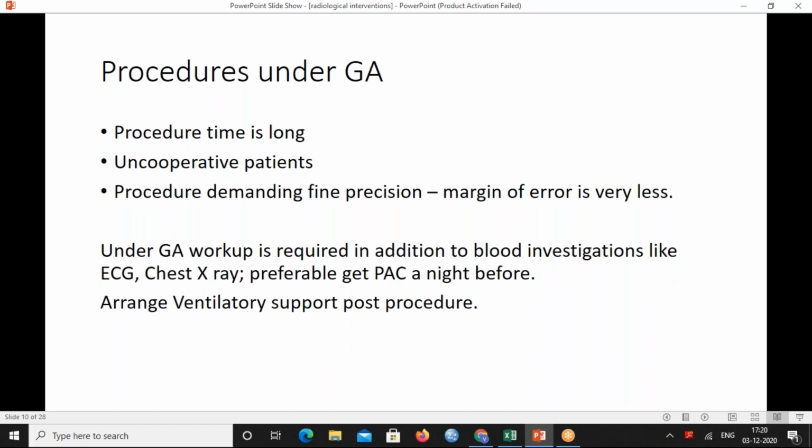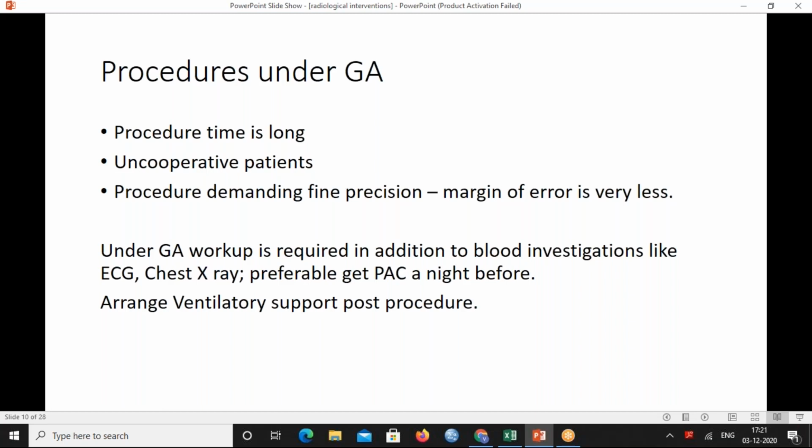IR procedures most of the time are done under local anesthesia, but not every procedure can be done under local anesthesia. There are certain indications for general anesthesia, like procedures where the procedure time is long, where the patient cannot lie straight and stable for a longer period of time. For an uncooperative patient, general anesthesia is required. And for procedures where very fine precision is required and the margin of error is very small, like in neurointervention where an aneurysm of 2 or 3 mm is being coiled, these procedures are to be done under general anesthesia.